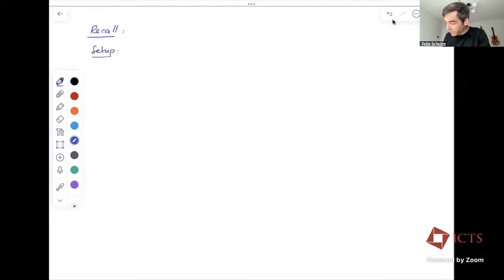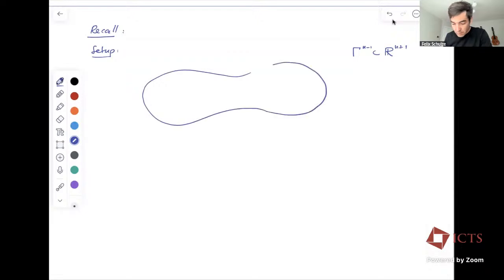Now we consider first our boundary. This is gamma, an (n minus 1)-dimensional surface in R^(n+1), smooth, closed, embedded, and oriented. Think of it like this: this is our gamma, we call it gamma 0. Now we take an area minimizer spanned by gamma 0. It might have singularities here.